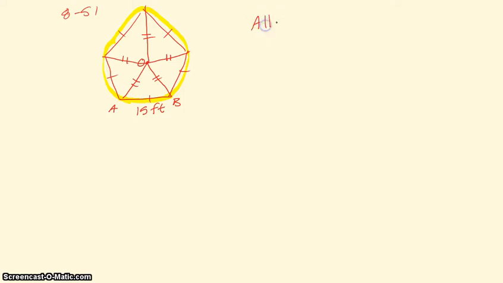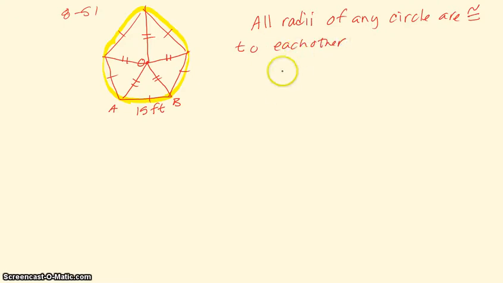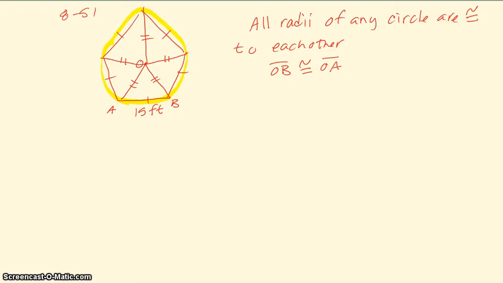I will say that differently. All radii of any circle are congruent to each other. I don't mean to imply that the radii of all circles are congruent to each other. The radii of any one circle are congruent to each other. So what we can say in this case is segment OB is congruent to segment OA, because they are both radii of circle O. So I'm going to introduce my guest star, and it's going to be your job to identify who this is finishing this problem.